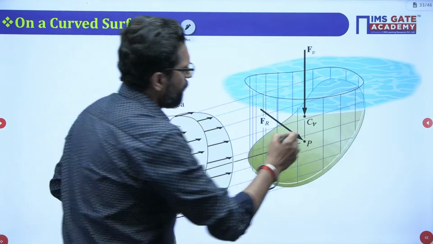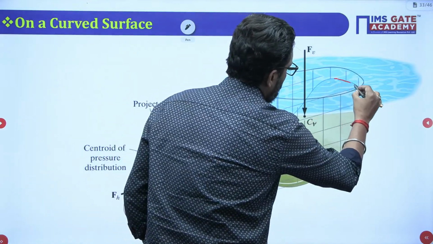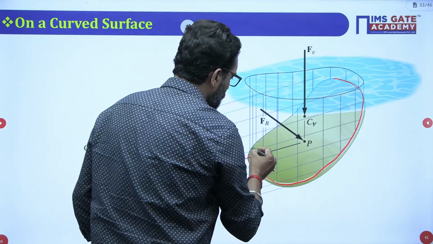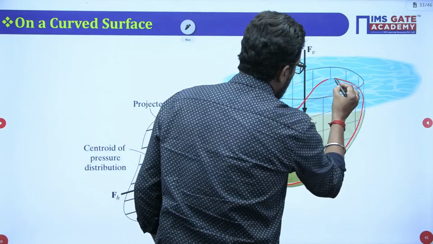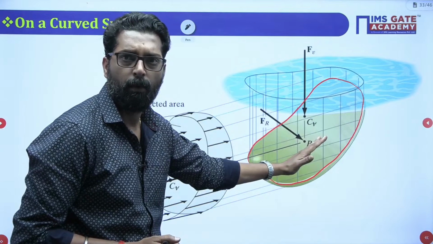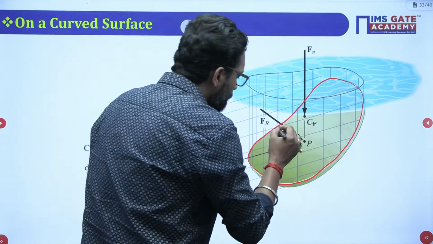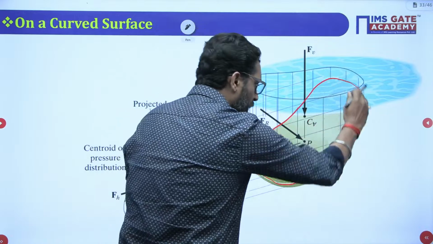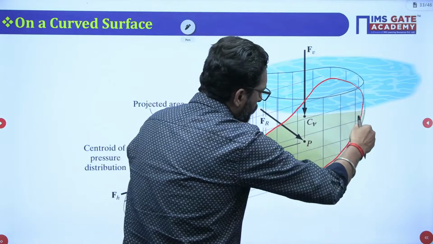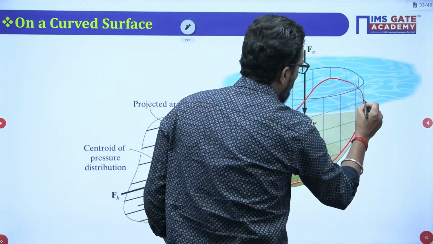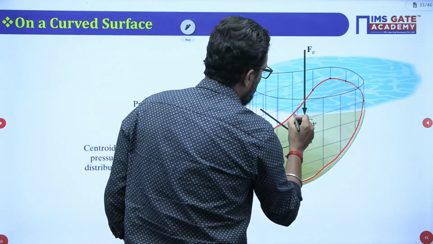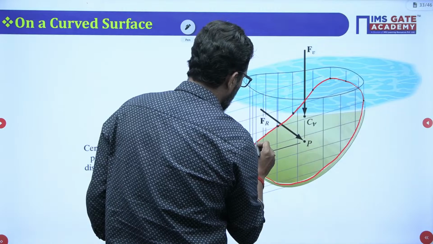Now, my dear, look at this figure. Let's suppose this is your curved surface inside the water, and this curved surface holds the water. If you take this curvature, let's suppose there is a pressure point, another pressure point on the surface, another pressure point, and the pressure will vary.